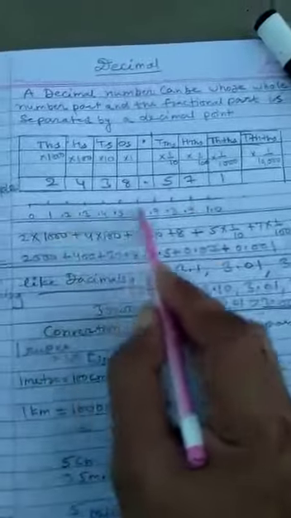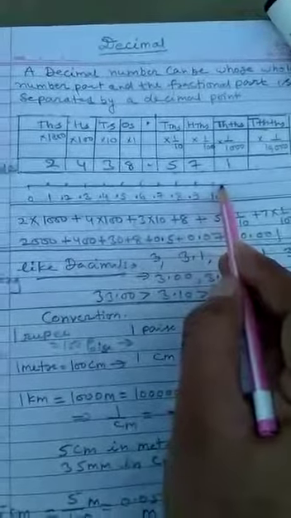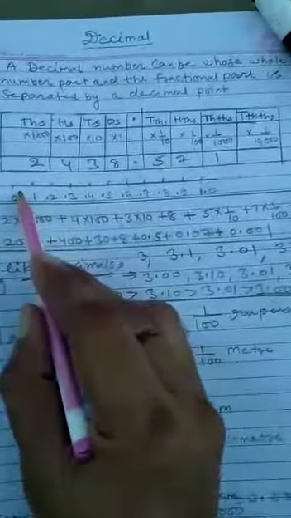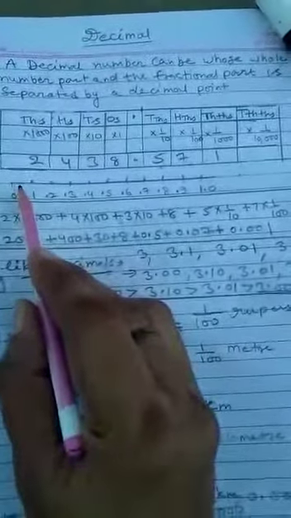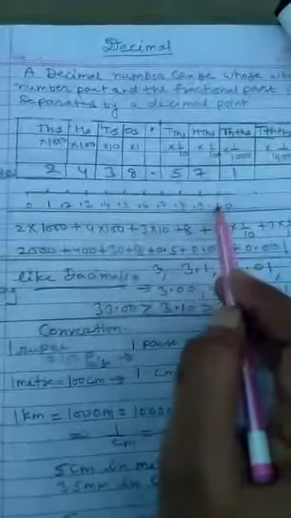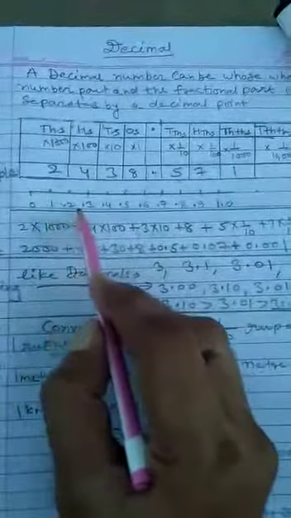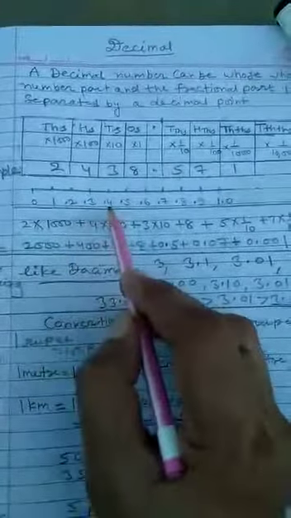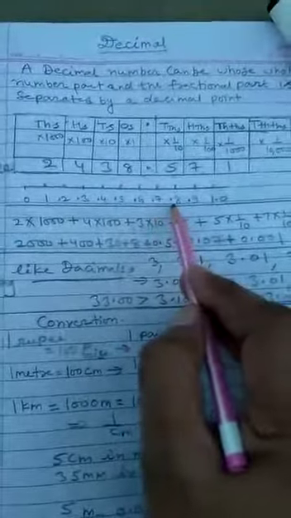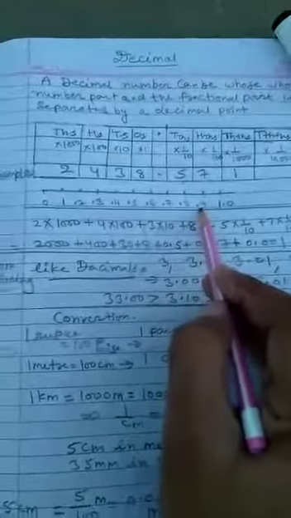On the number line, we understand it by tenth parts. If we take tenth parts between 0 and 1, it will be 0.1, 0.2, 0.3, 0.4, 0.5, 0.6, 0.7, 0.8 and 0.9. Clear?